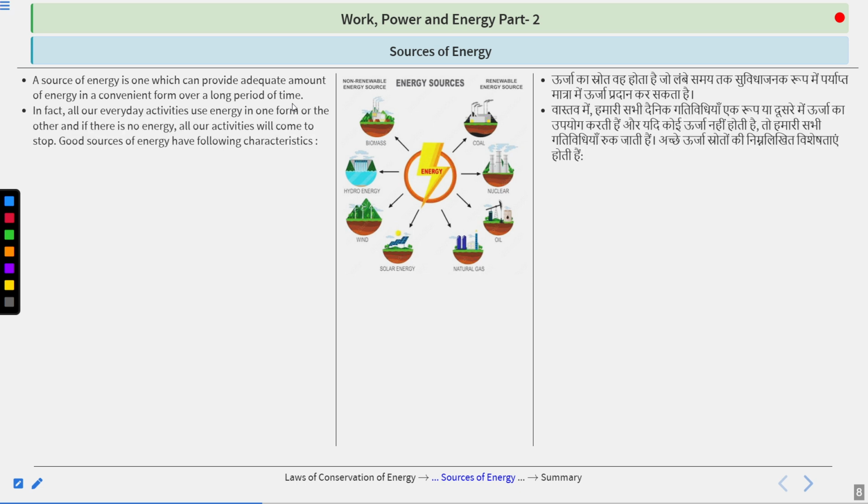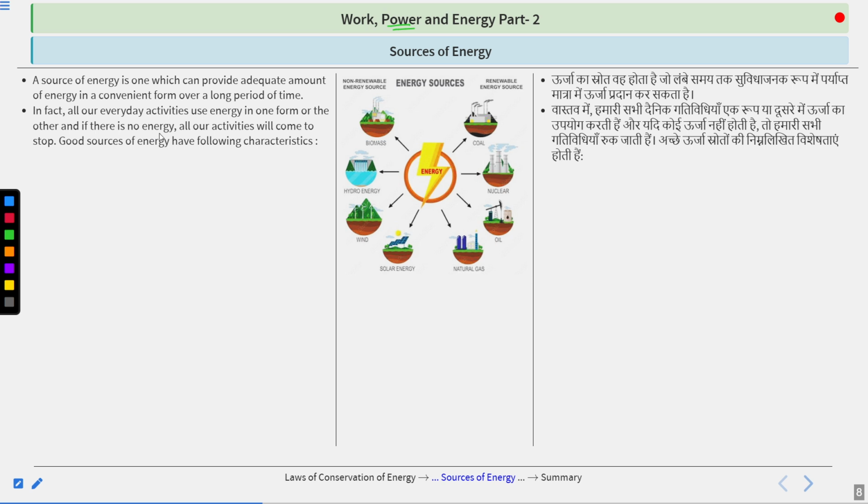Got it? In fact, all our everyday activities use energy in one form or another. If there is no energy, all our activities will come to a stop. Why? Because whatever activities we are doing, we are doing work, and energy provides us the capacity, the power, so that we can do the work. Kindly do not get confused between the power concept that we covered in the previous lecture and this power word which I am just saying to you.